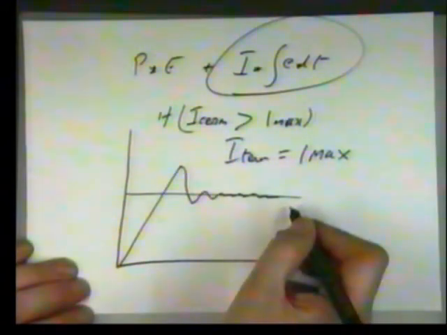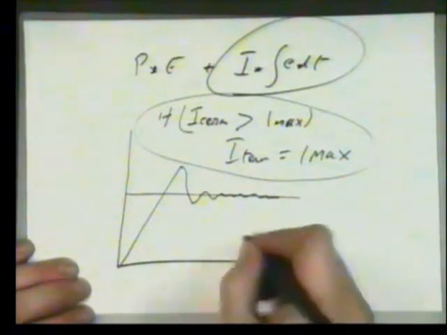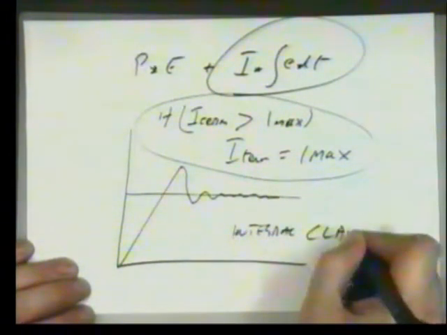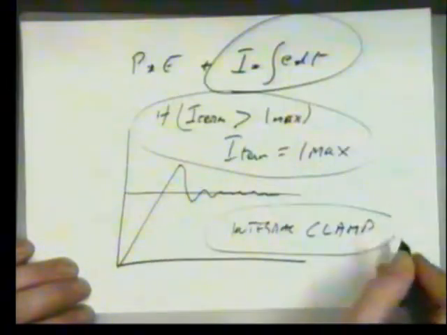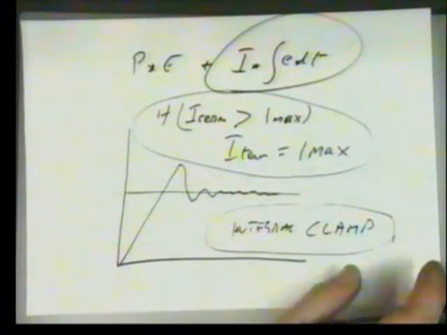It's quite sharp, but it does work. And it's a very simple software technique. So that is an integral clamp. If the I term, the whole of this term, exceeds a maximum value, you limit it to the maximum value, and that stops it running away.